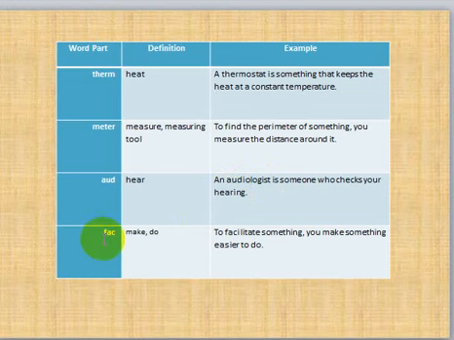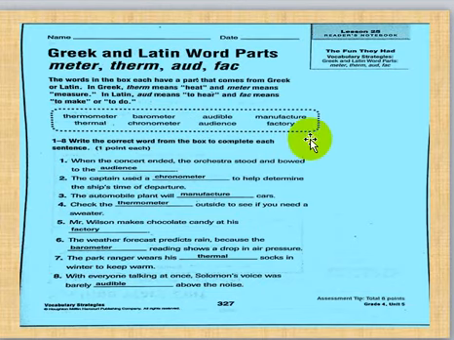The last one, fact, means make or do. To facilitate something, you make something easier to do. Of course, here we can pronounce it with the sound k or the sound s. Let's go to the first page of the book.